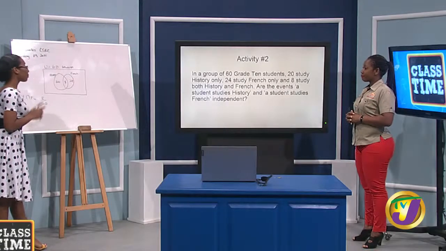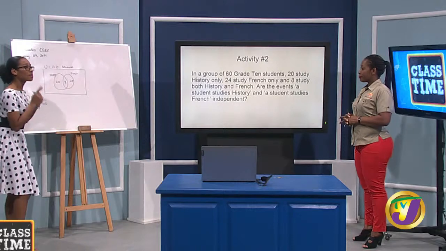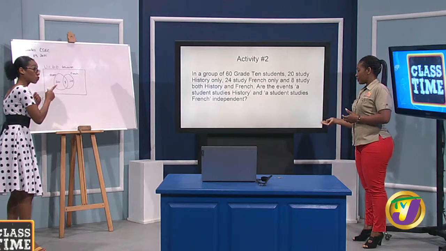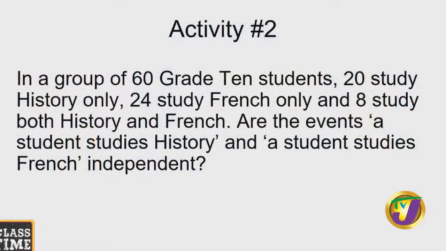Now remember, we were looking at whether the events of a student studying French and a student studying history are independent. So let's see if we can check if they are independent. Let's look at the number of students studying history. So here we have the probability of studying history.